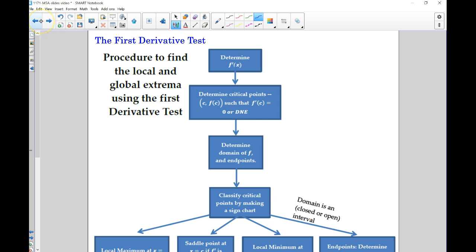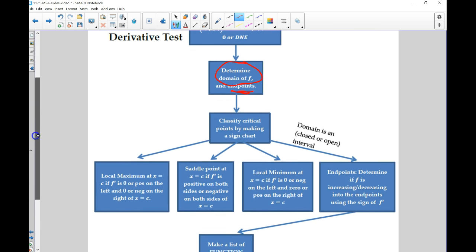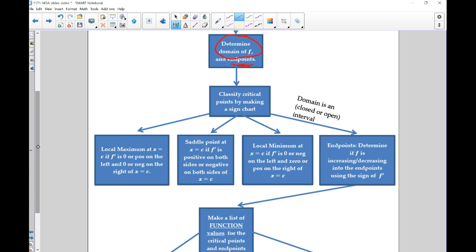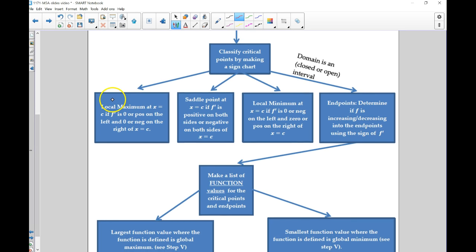Okay, then the overall scheme for the first derivative test is, well, we need to determine the derivative and find the critical points. Okay, determine the domain. This is going to be useful for us towards the end of the problem. So determine the domain, and also if there are any endpoints. Okay, and then with those critical points, you can start to classify them by sign charts. So this is exactly what we discussed in the first part of the video: maximums, saddle points, and minimums.